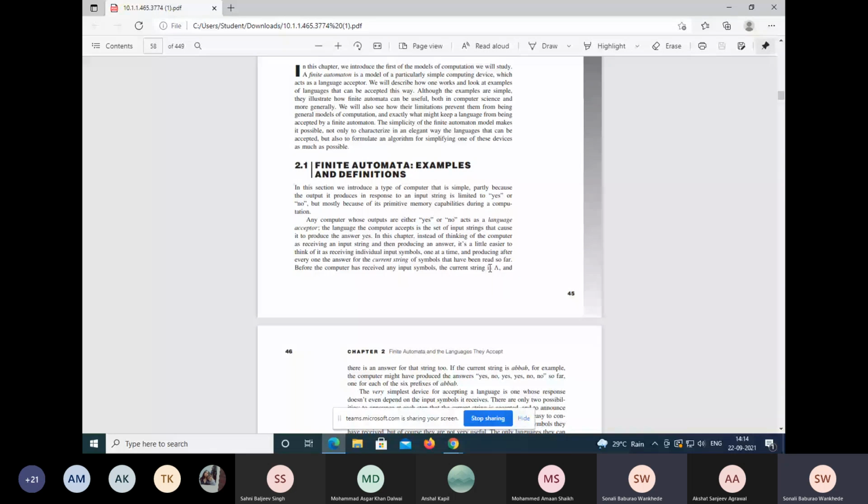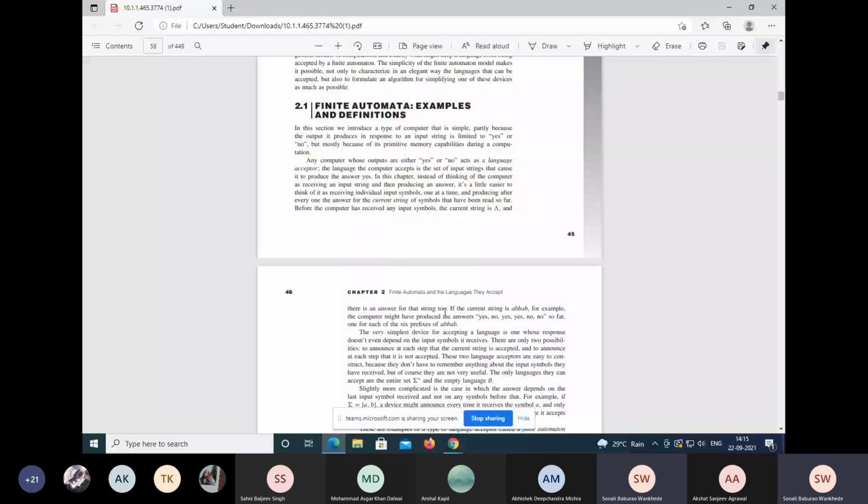Basically, a computer system acts as a language acceptor, and it provides two outputs, either yes or no. So before the computer has received any input symbol, the current string is empty, and there is an answer for that string too. Now consider a string or an alphabet I'm having is A, and the computer should provide an answer with yes or no to me. So how will that happen? Suppose I give the input to the computer as A, and I'm interested in A. I don't want other alphabets. If I have A, the computer gives the output as yes.